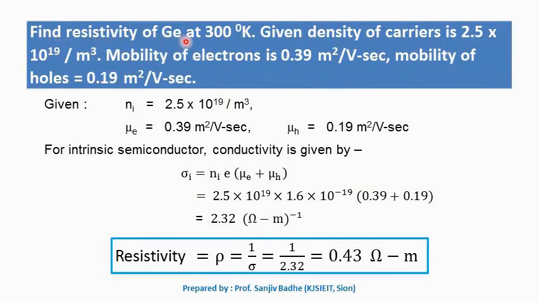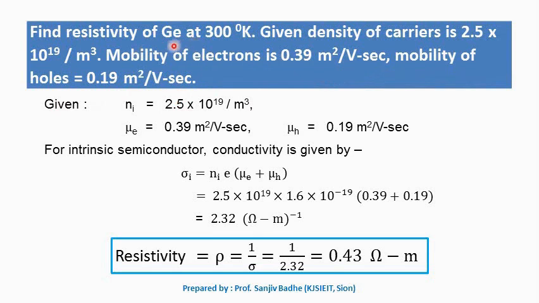Find resistivity of germanium at 300 degree Kelvin. Given density of carriers is 2.5 into 10 raised to 19 per meter cube. Mobility of electrons is 0.39 meter square per volt second. Mobility of holes is 0.19 meter square per volt second.